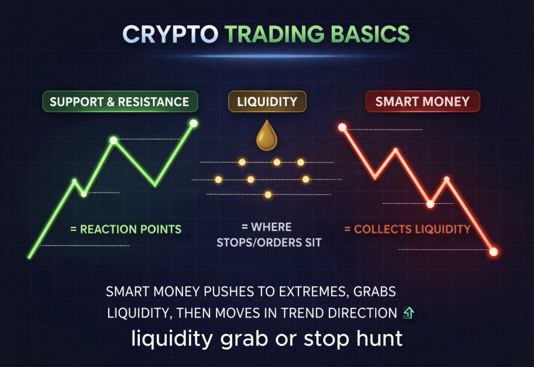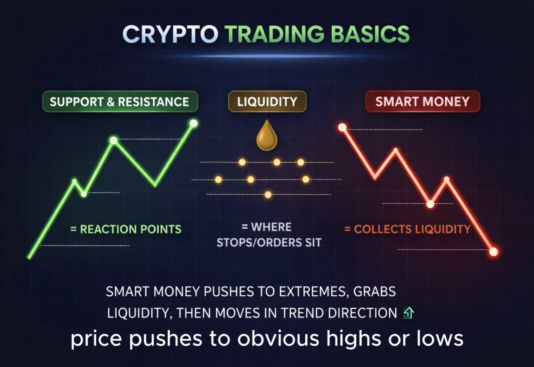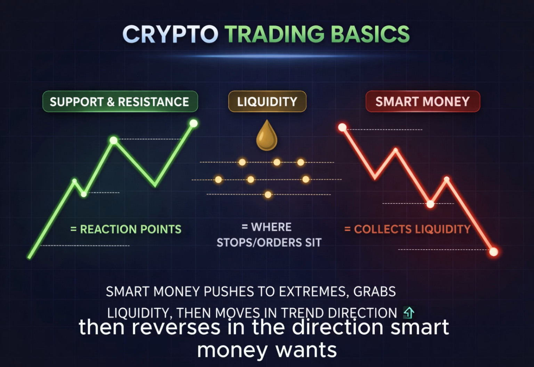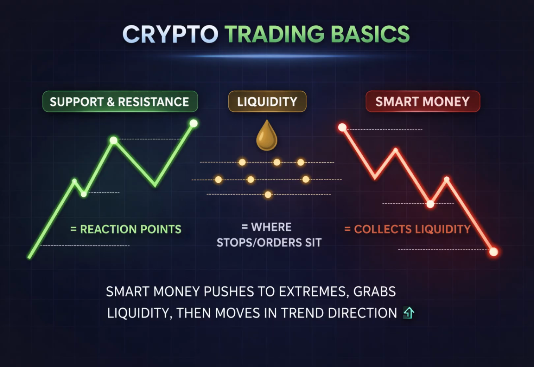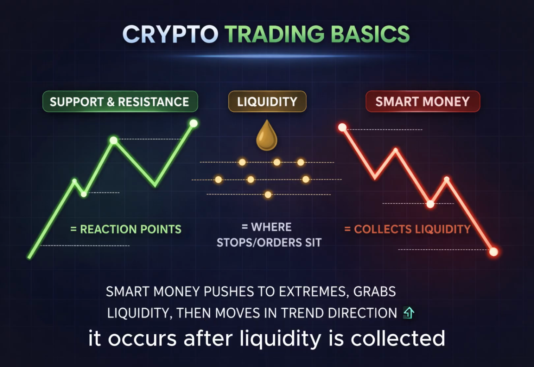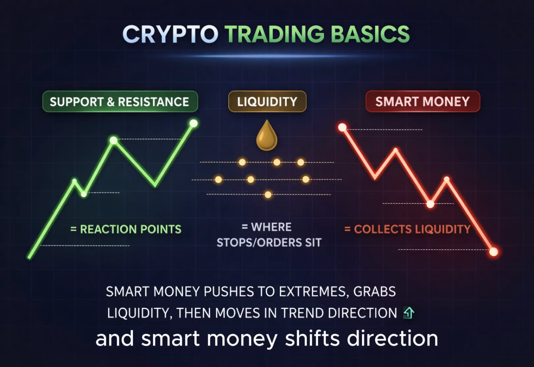Liquidity grab or stop hunt. Price pushes to obvious highs or lows to take out retail stop losses, then reverses in the direction smart money wants. Break of structure, BOS, indicates a trend change. It occurs after liquidity is collected and smart money shifts direction.